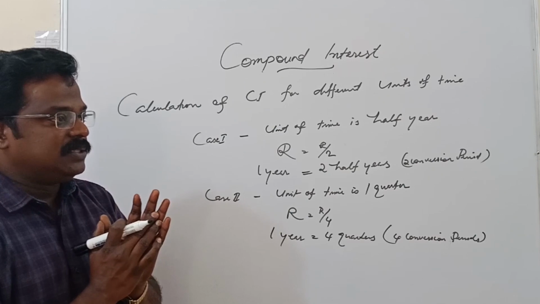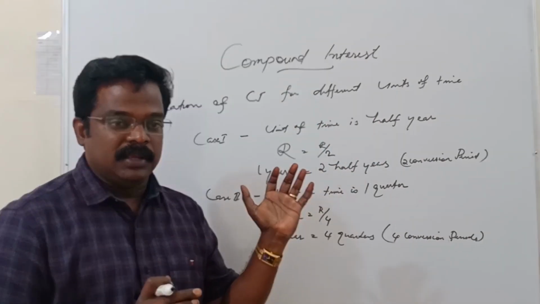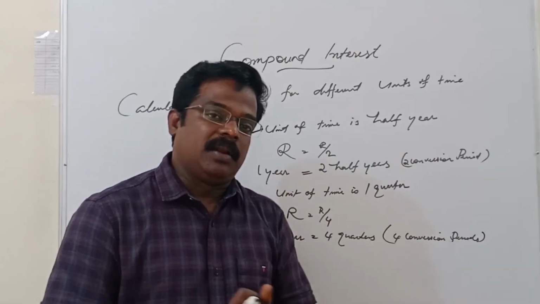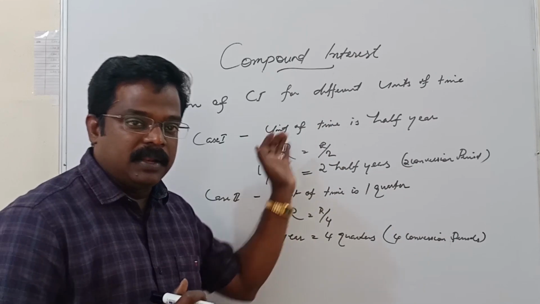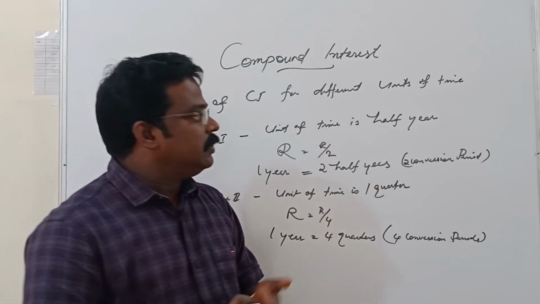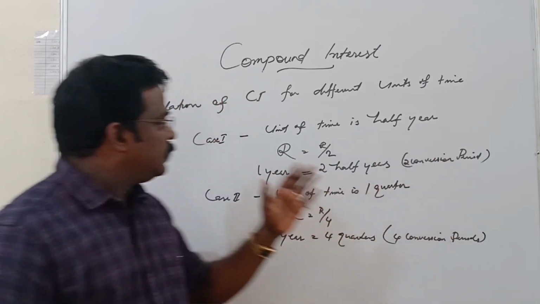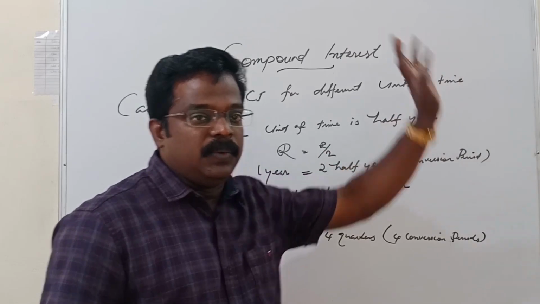Some of the financial institutions calculate their interest half yearly, sometimes quarterly. So that is why the amount will change, the interest will change half yearly and quarterly. So the conversion period will change. Here, just see the calculation of compound interest for different units of time.